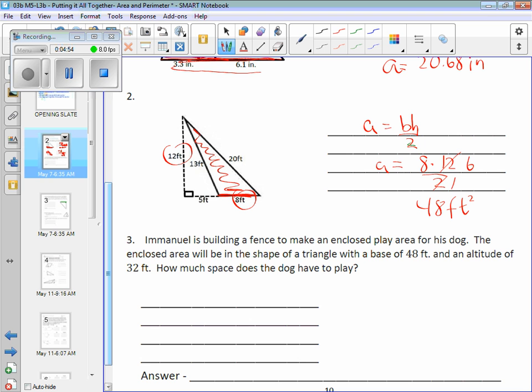Yeah. On the test Tuesday, are we going to be able to use a calculator? Yes. Okay.